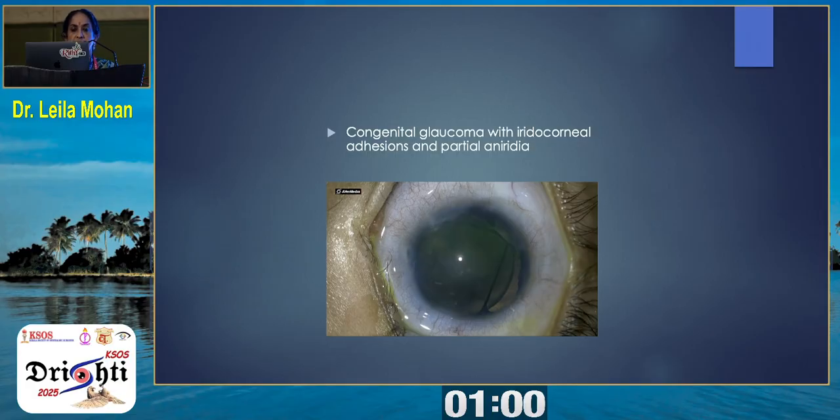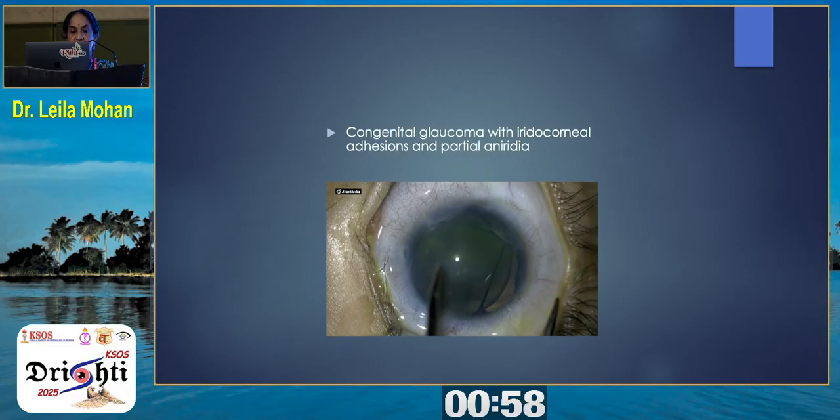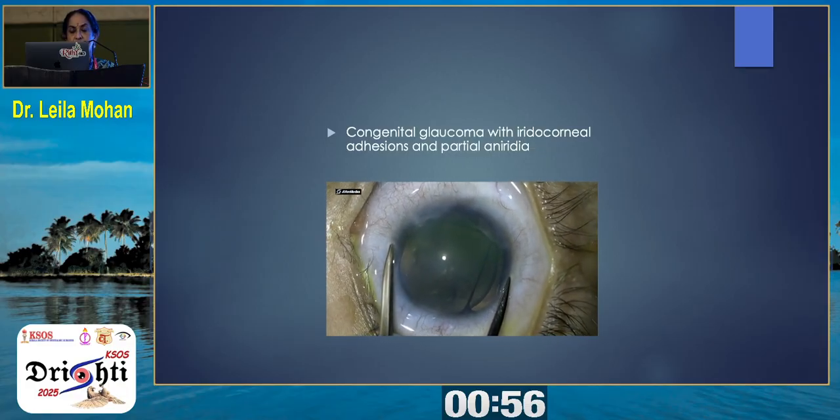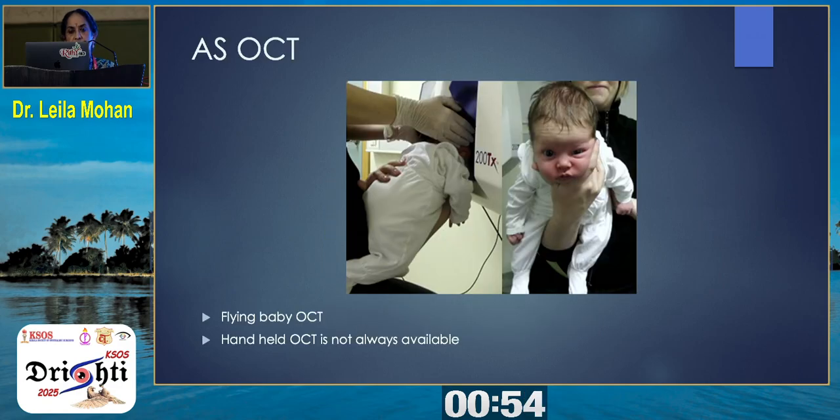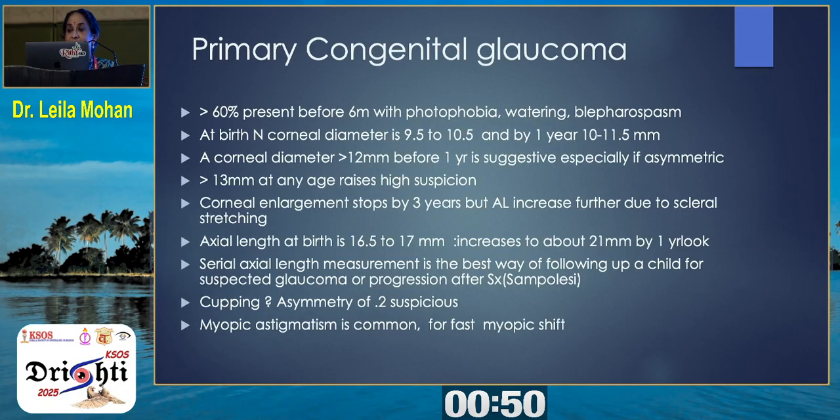Congenital glaucoma with iridocorneal adhesions and partial aniridia, all these have to be followed up for increase in IOP, and a flying baby OCT can be taken sometimes. It's not always possible, but we can try. So primary congenital glaucoma has to be suspected when the corneal diameter is higher for the age. At birth it is usually 9.5 to 10.5. If it is higher, you have to suspect.